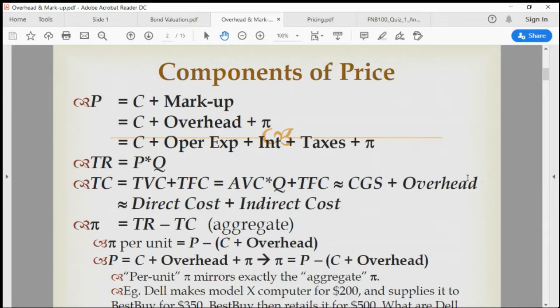Let's think about price, right? In our last class, we covered ratio analysis, but before that, we talked about the income statement and balance sheet, and in the income statement, we took price as given. Of course, price theoretically is determined by demand and supply.